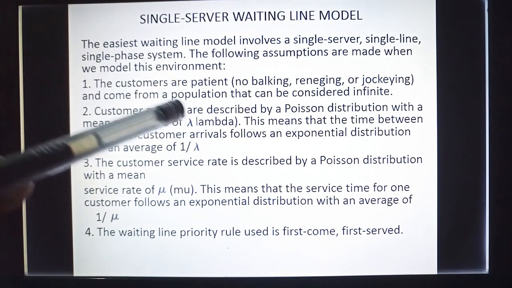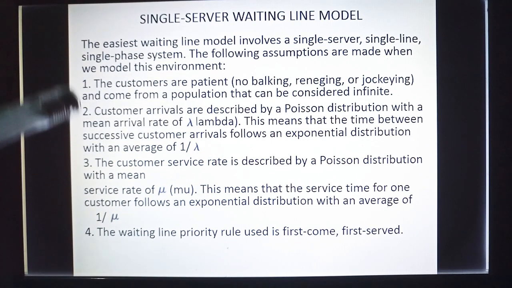And then customers' arrivals are described by a Poisson distribution with a mean arrival rate of lambda. This means that the time between successive customer arrivals follows an exponential distribution with an average of 1 over lambda. In other words, when we have successive customer arrivals, it follows an exponential distribution.